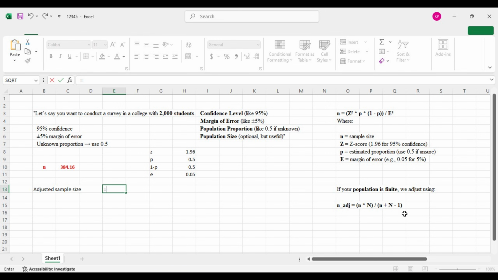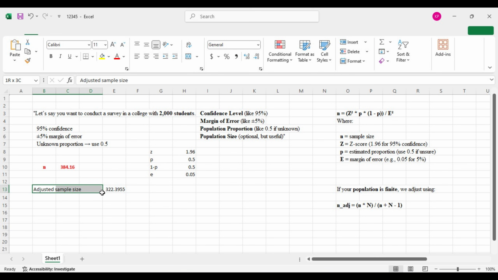So let's put the numbers into this formula. In the bracket, sample size is 384.16 into, here population size is 2000, enclosed bracket, divided by, in the bracket, 384.16 plus 2000 minus 1, enclosed bracket. Enter. So the estimated adjusted sample size is 322.39.